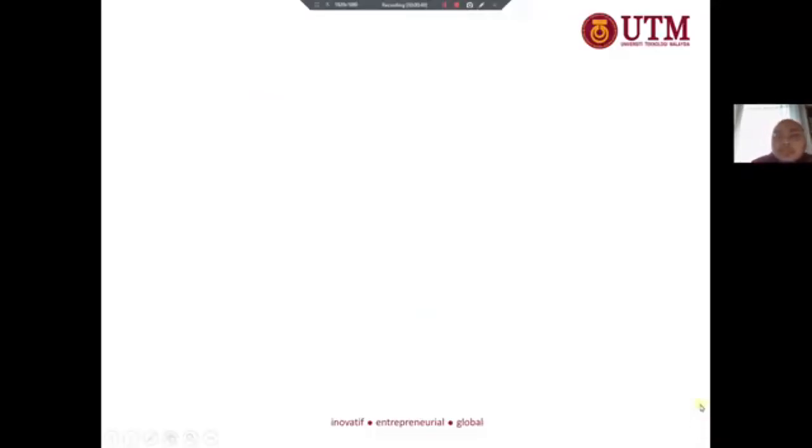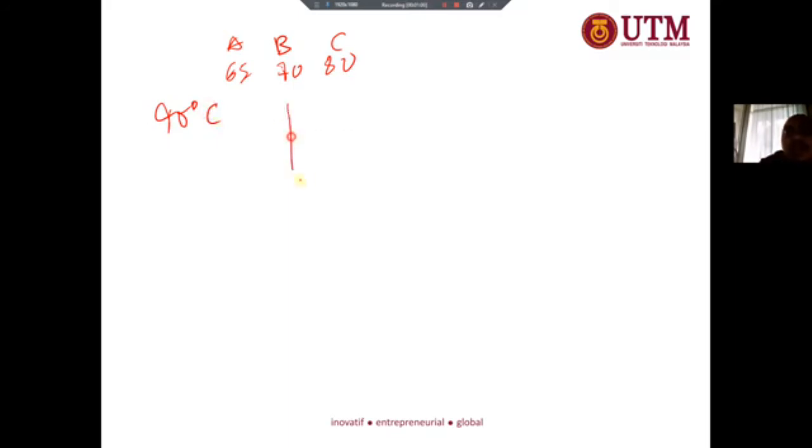Okay, I need to draw a little bit. Let's say you have compounds A, B, C. Here is 65, here 70, here is 80. So you can choose to run the oven at 90 degrees Celsius, for example, at isocratic. So later on, it will get separated.